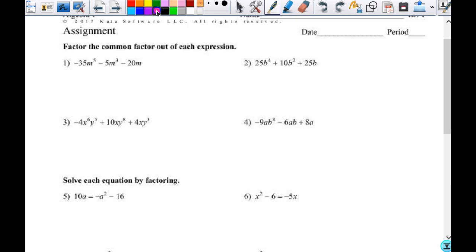GCF. So factoring out the GCF, you absolutely positively have to know what that means, how to do it, and never forget to do it. Okay? These are things that even the Algebra 2 teachers say students still can't factor out a GCF. Okay? And so you need to be able to do that and understand what it means.